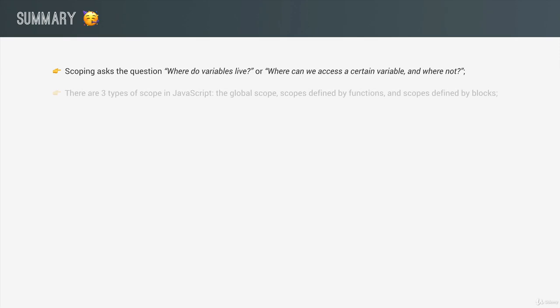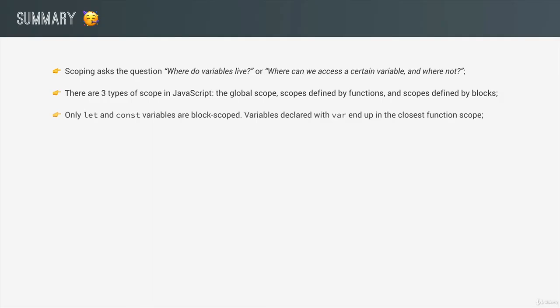So to start, scoping asks the question, where do variables live? Or where can we access a certain variable and where not? That's what scoping is all about. Now, there are three types of scope in JavaScript: the global scope, scopes defined by functions, and scopes defined by blocks, starting in ES6. However, only let and const variables are block scoped. Variables declared with var automatically end up in the closest function scope.